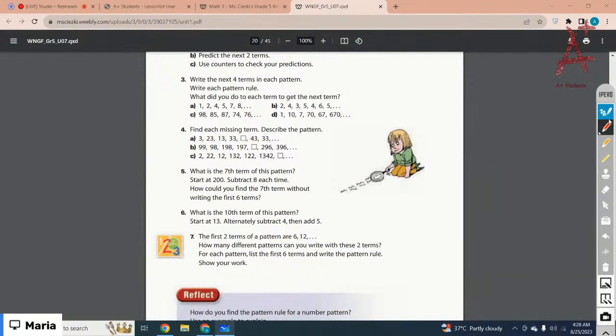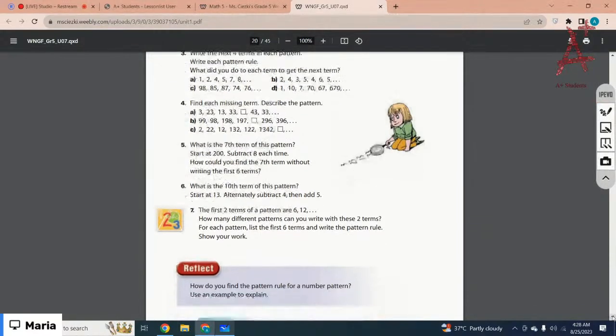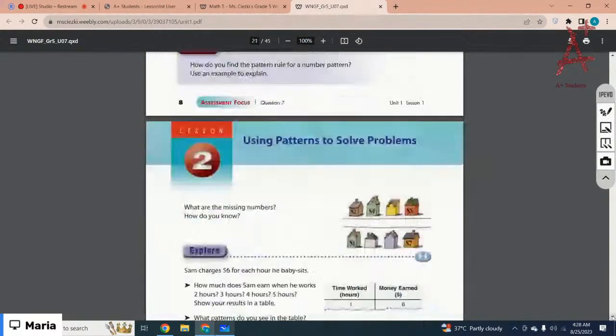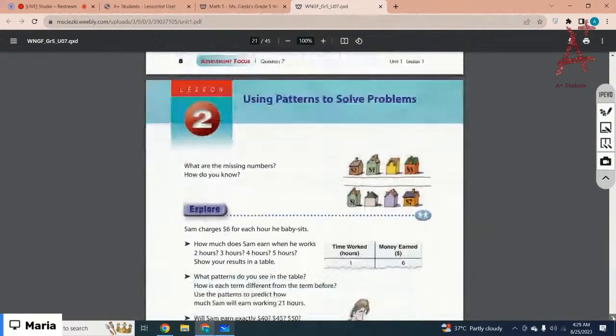Okay, we're done with the lesson. Let's just start with the next lesson. Using patterns to solve problems.